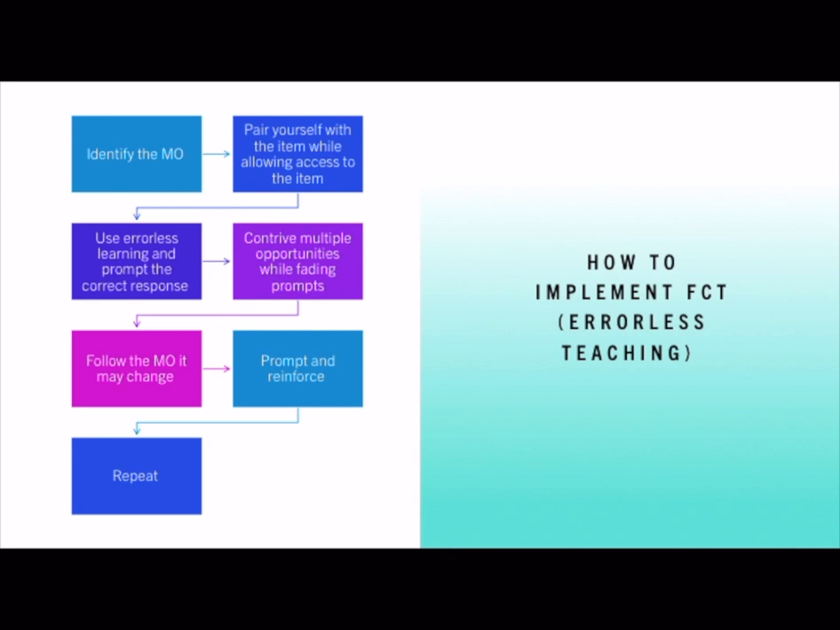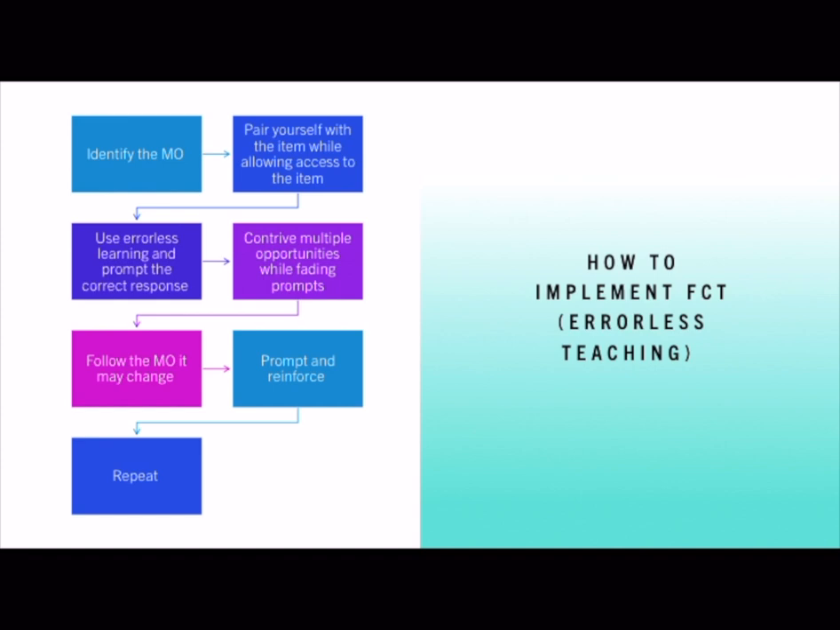Now, as mentioned before, when we're teaching functional communication, we want to utilize errorless learning. Some of the steps of errorless learning really just include making sure that we don't let them make mistakes. What this looks like for us is identifying the motivating operant, the thing that they want, and pairing ourselves with that item so that we're not just automatically coming in, giving demands, and creating a stressful situation. We want these students, these clients, to view us as fun, and as a person who can get them what they want.